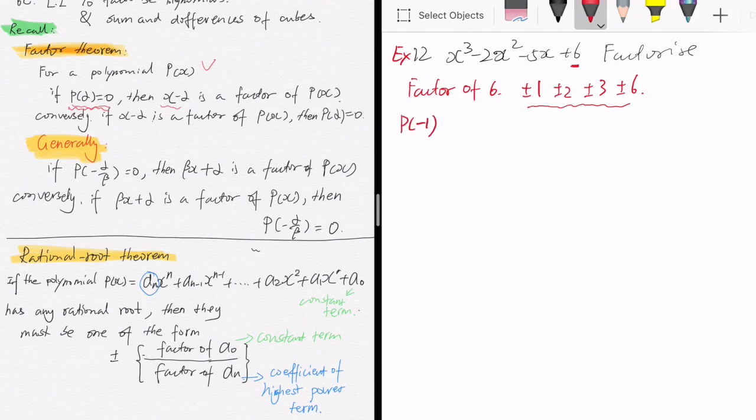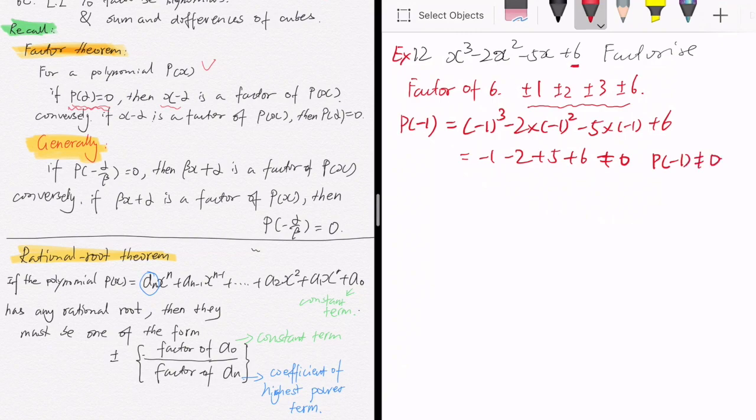In this case, alpha is equal to negative 1. So P of negative 1. We're going to substitute that negative 1 into my polynomial. Therefore, I'll have negative 1 cubed minus 2 times negative 1 squared minus 5 times negative 1 plus 6. So you have negative 1 minus 2 plus 5 plus 6. This apparently is not equal to 0. So P of negative 1 is not equal to 0, and this is not what we're looking for.